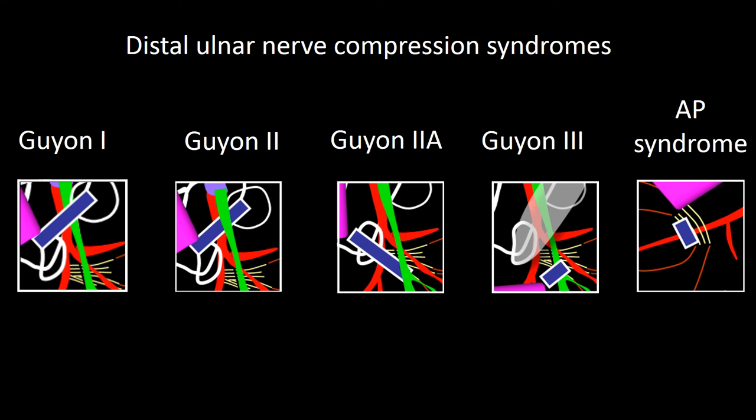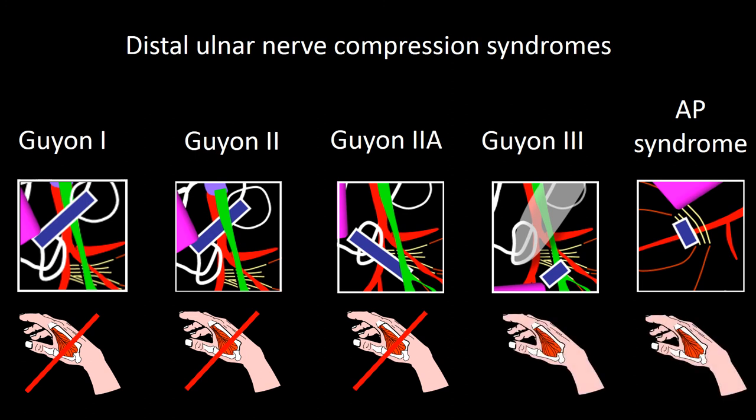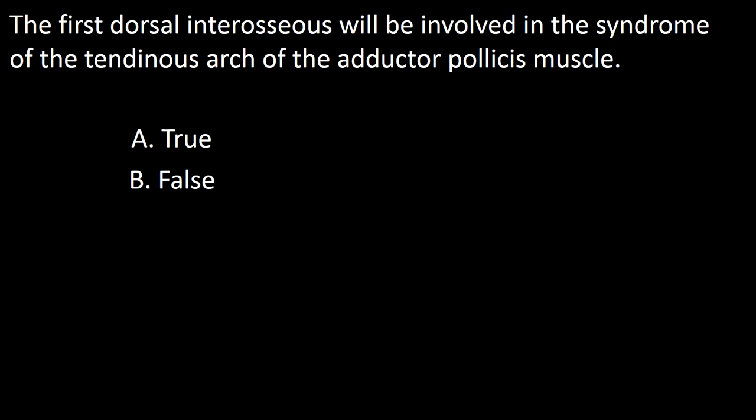This figure depicts all the distal ulnar nerve compression syndromes. Take a few seconds to see the relation between the entrapment and the anatomical structures. The first dorsal interosseus will be affected in Guyon's type 1, type 2, and type 2A. It will not be affected in Guyon type 3, nor will it be affected in the syndrome of the tendinous arch of the adductor pollicis muscle. So the answer to this question is false.